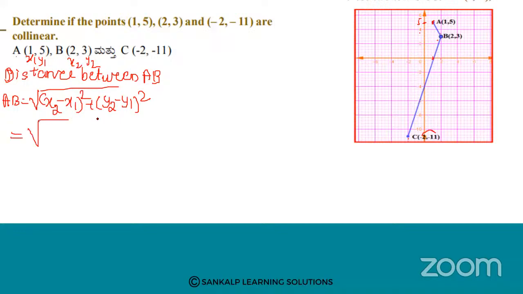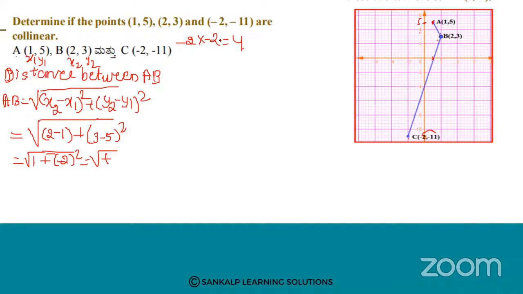Now tell me the value of x2. x2 is 2, x1 is 1, plus y2 value is 3 and y1 value is 5. 2 minus 1 is 1, plus 3 minus 5 is -2, whole square. 1 square plus (-2) whole square. That means minus 2 into minus 2, you will get 4. Minus into minus is plus, 2 into 2 is 4. 1 square is 1 only. 1 plus 4, you will get root 5.